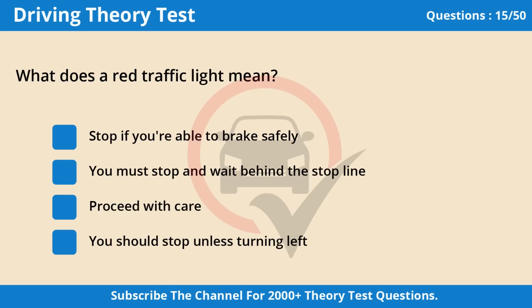Question 15. What does a red traffic light mean? A. Stop if you're able to brake safely. B. You must stop and wait behind the stop line. C. Proceed with care. D. You should stop unless turning left.